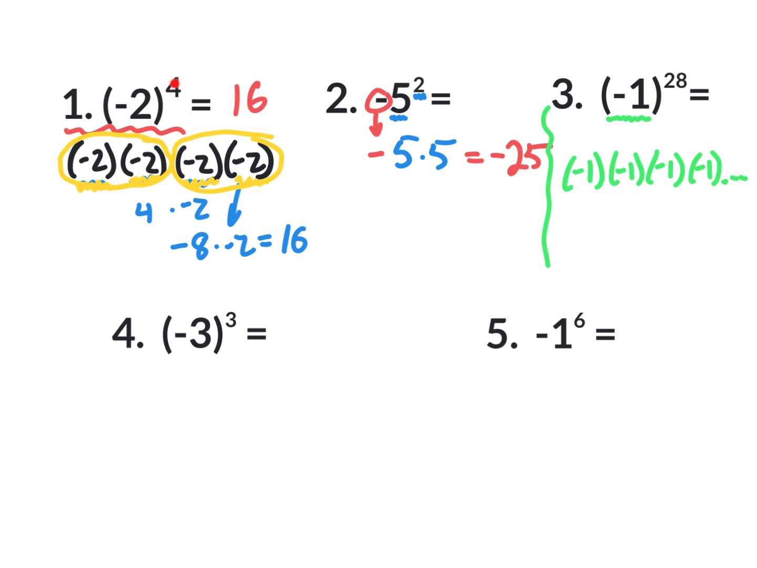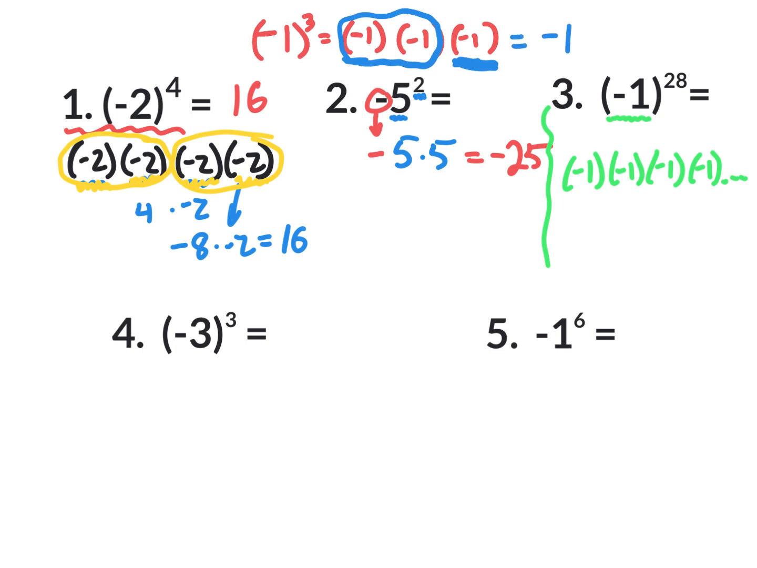If it's even, if it's divisible by 2, that means you'll be able to pair them up and have a positive times a positive, which will give you a positive. If you have an odd number, then you're not going to be able to pair them up. Let me show you. If I had a -1 to the 3rd power, that'll be a -1 times -1 times -1, and you'll be able to pair up just these two, which gives you a positive, but you'll have a negative left over, and of course a positive times a negative will be a negative.